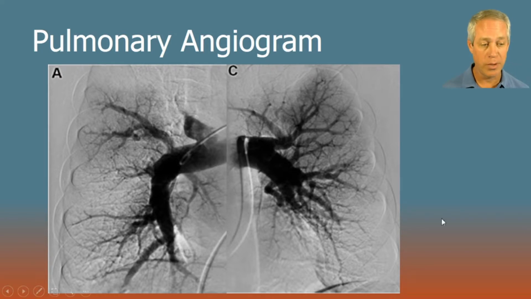But on this direct one, the contrast is administered through a catheter here in the right lung and a catheter here in the left lung. And this is two pictures superimposed, so this is why the anatomy looks a little bit weird.